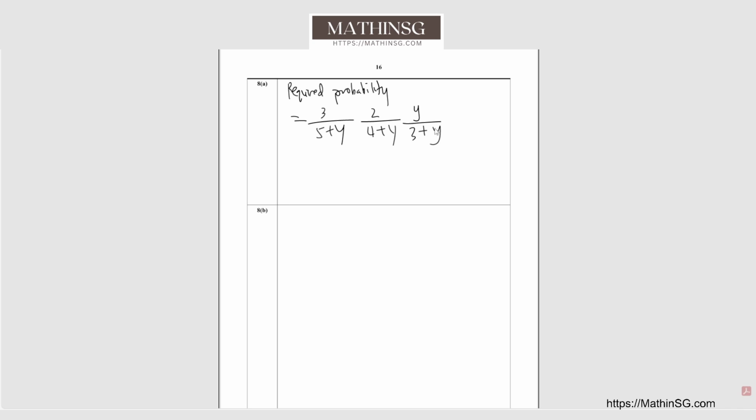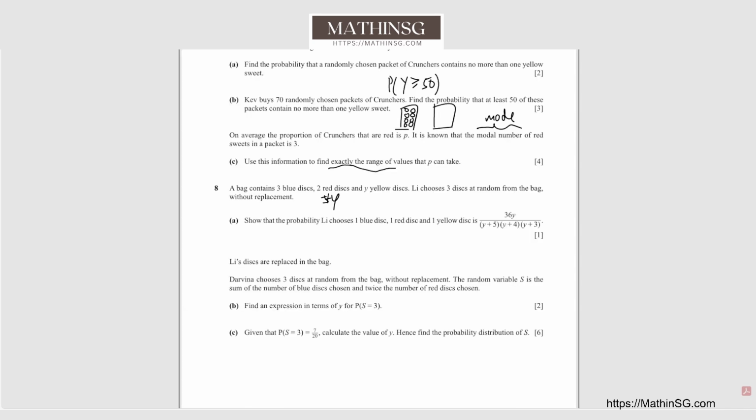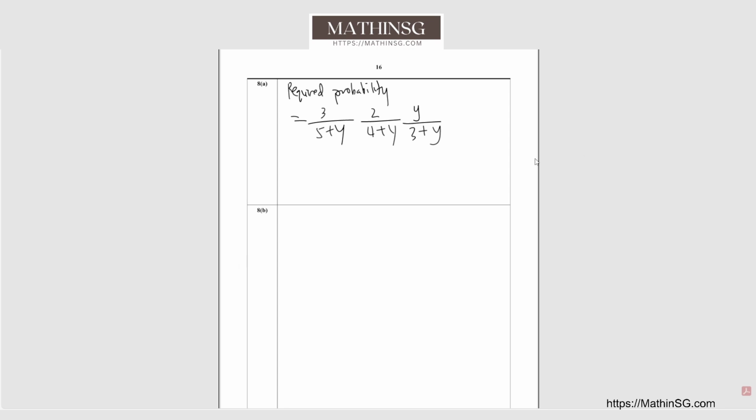Okay, because it's without replacement, so the total number of this decreases by 1 again. So now that we have done this, the next thing we need to remember is that I can have blue, red, yellow. I can have blue, yellow, red, and so on. So how many ways are there to arrange blue, red, and yellow? Well, there are 3 factorial ways. So I need to account for these 3 factorial different ways, right? So therefore, I need to multiply this by 3 factorial.